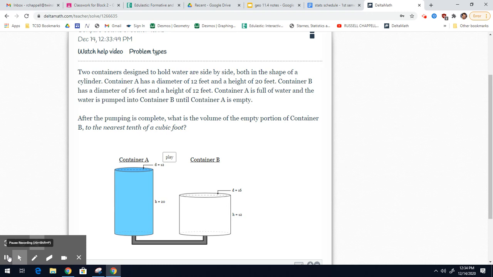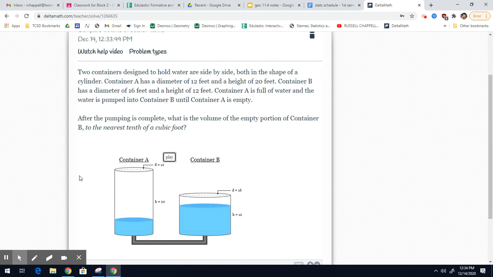All right, let's take a look at this problem here. It says two containers designed to hold water are side by side, both in the shape of a cylinder. Container A has a diameter of 12 feet and height of 20 feet. Container B has a diameter of 16 feet and height of 12 feet. Container A is full of water, and the water is pumped into container B until container A is empty. After the pumping is complete, what is the volume of the empty portion of container B to the nearest tenth of a cubic foot? So let's see once I hit play what happens.